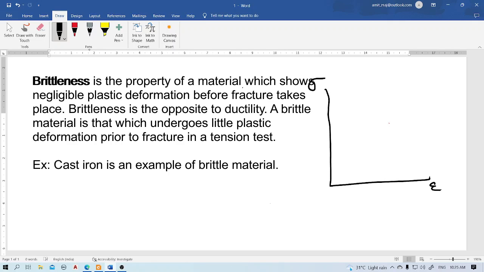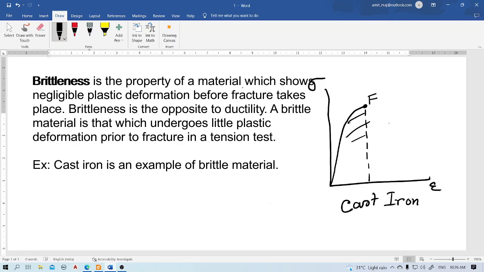Strain, stress. Fracture takes place. So this would be an example of stress strain diagram of a brittle material such as cast iron. It is the common example of a brittle material and very famous material, cast iron. So from this diagram we can easily understand the brittleness property, क्या कह रहा है यहाँ पे.